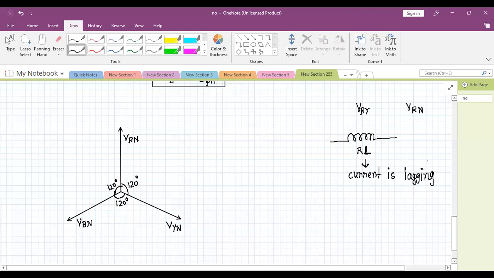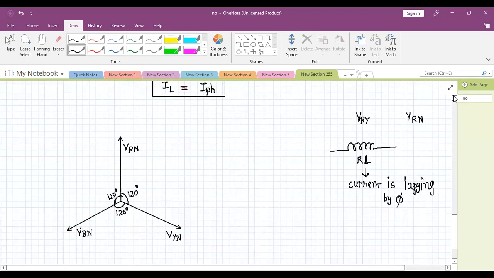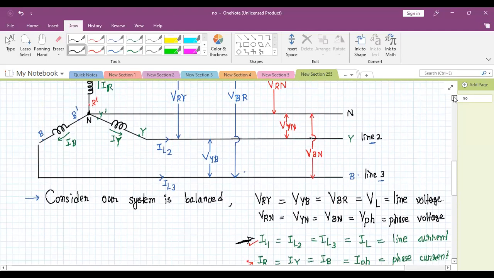Already I have posted this in the WhatsApp group, refer to that. The current is lagging. Lagging by how many degrees? By some angle phi. It is not exactly 90 degrees and not exactly 0 degrees. Why? Because if it is purely resistive, then phi is 0, and if it is purely inductive, then phi is 90. But here it is between those. So consider this winding to be RL.